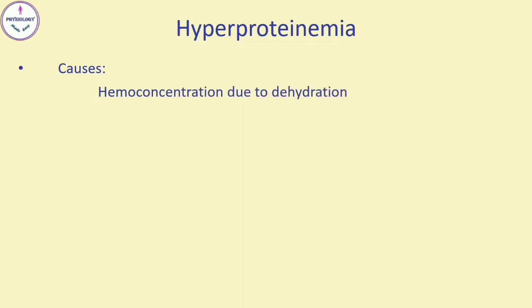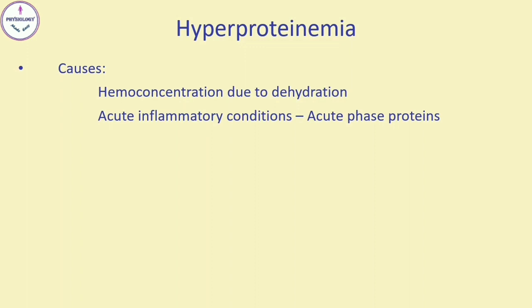Hemoconcentration due to dehydration. In conditions like diarrhea, vomiting, diabetic acidosis, this kind of hyperproteinemia can be seen. Next, acute inflammatory conditions. In acute inflammatory conditions, there is increased synthesis of acute phase proteins such as alpha-1 antitrypsin, C-reactive protein, fibrinogen, haptoglobin, etc., which causes hyperproteinemia. Chronic inflammation and malignancies. C-reactive protein levels are increased in such conditions.